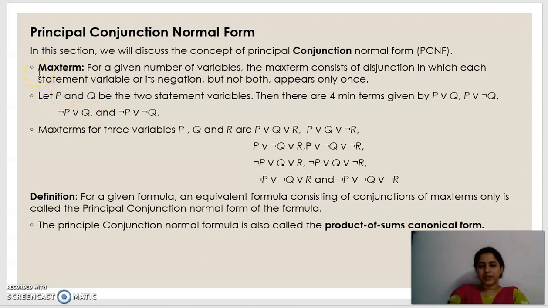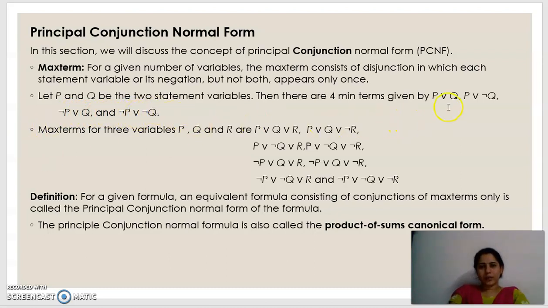So let's see what is the definition of max terms and what are the different max terms possible by using two variables and three variables. Max terms, for a given number of variables, consist of a disjunction in which each statement variable or its negation, but not both, appears only once. So let P and Q be two statement variables. Then there are four possible max terms. It's not min terms. Max terms are given by P or Q, P or not Q, not P or Q, and not P or not Q.